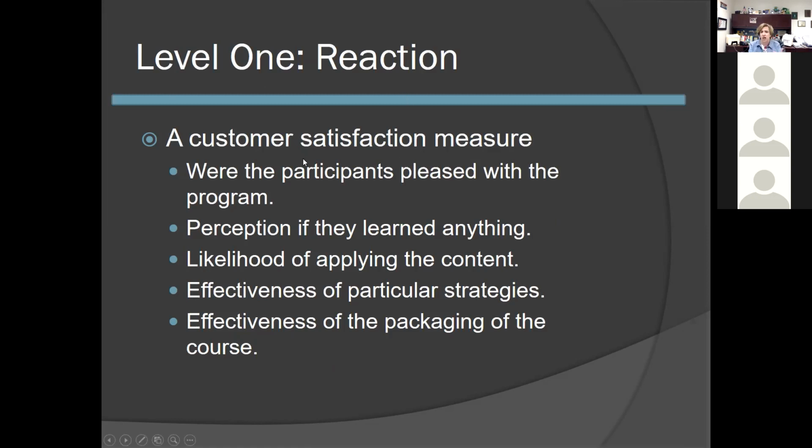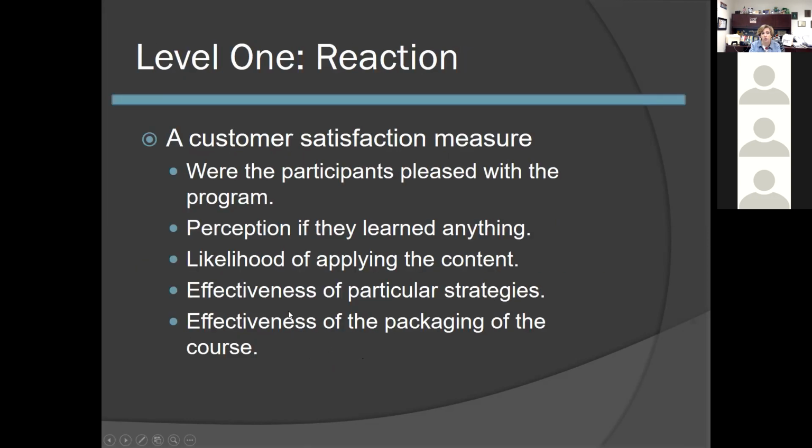Essentially this is a kind of customer satisfaction. Were they pleased with the program? What's the perception of whether they learned anything? The likelihood that they're going to apply the content. We don't know if they're going to apply it. They can say, sure, I'm going to apply it. When you report those results, you can say, 95% of the participants said they were going to use this information beyond this session. You can find out the effectiveness of particular strategies, and also the effectiveness of the packaging of the course or the program itself.